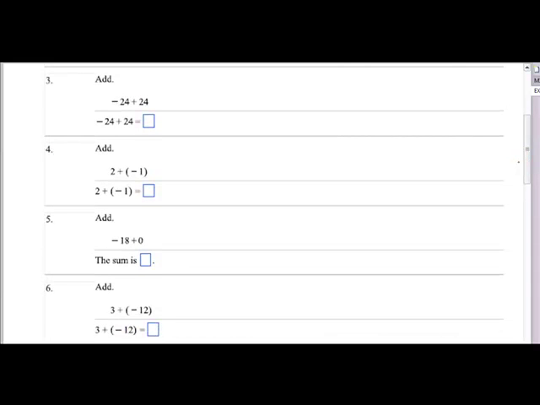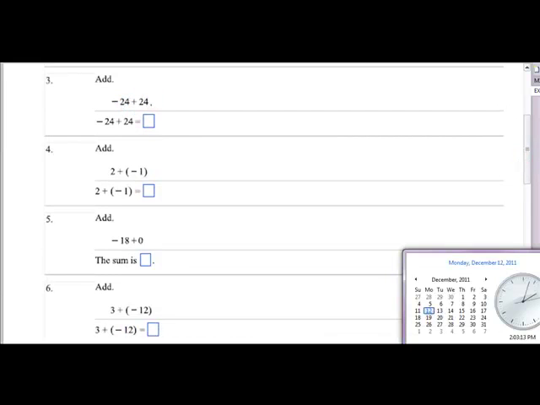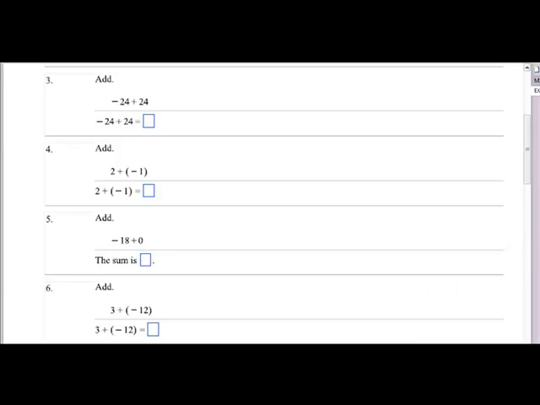Number 3, I have -24 plus 24. If you think about the number line, you would start at 0 and go left 24, but then from that tip, you would turn around and go 24 back to the right. You should end at 0.